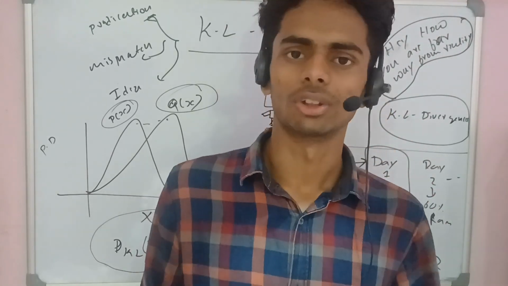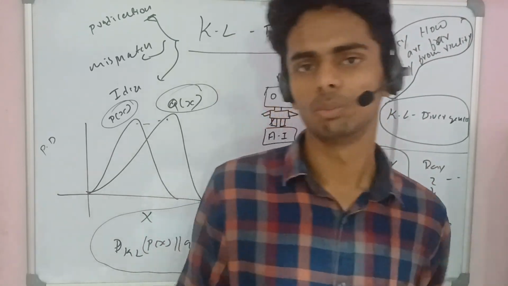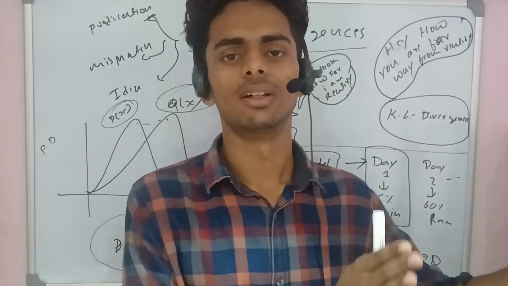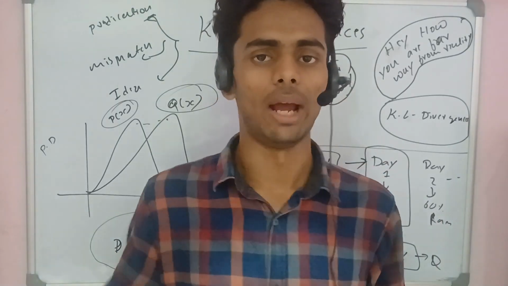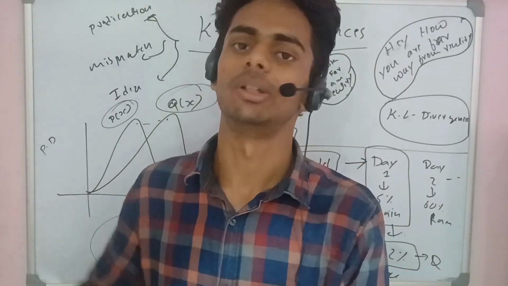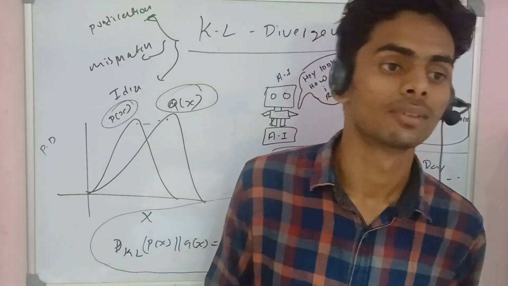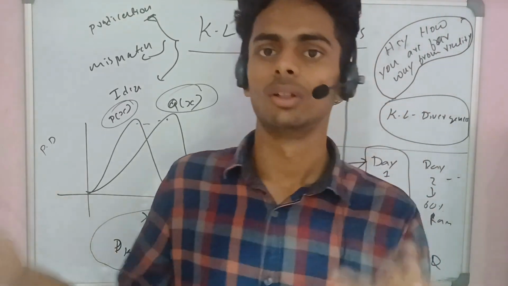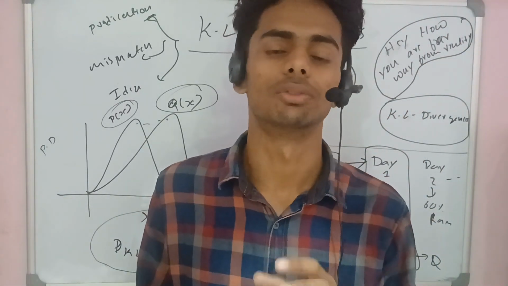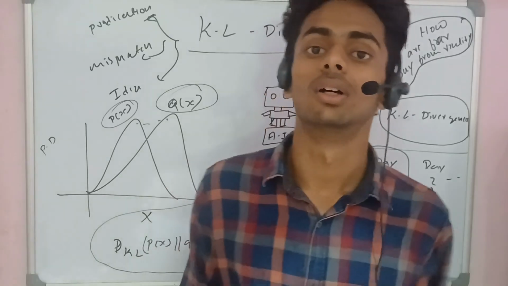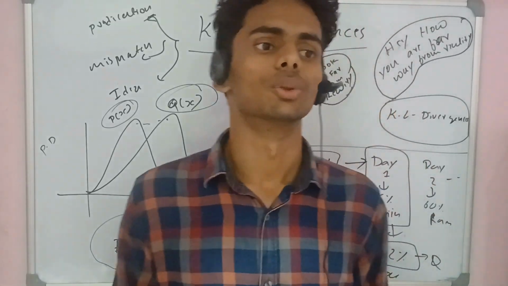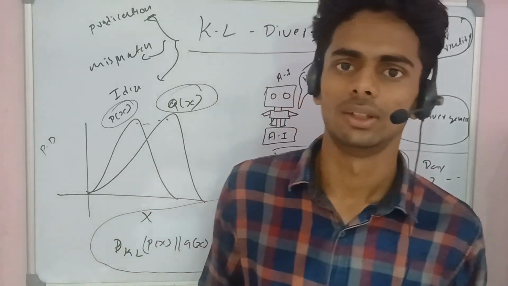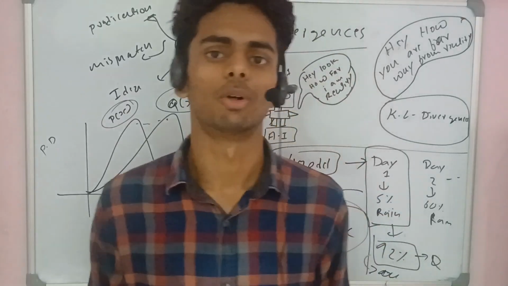KL divergence and cross entropy sound similar, but the difference is that KL divergence calculates the surprising gap, while cross entropy is about the total cost of the loss. So that's all about the ideas behind it. Let's come to agenda number two to discuss mutual information.